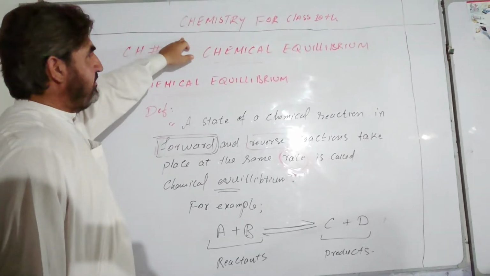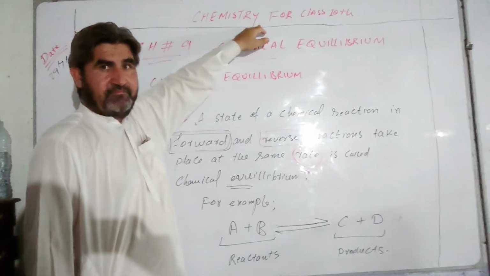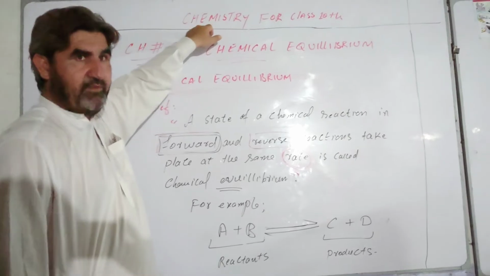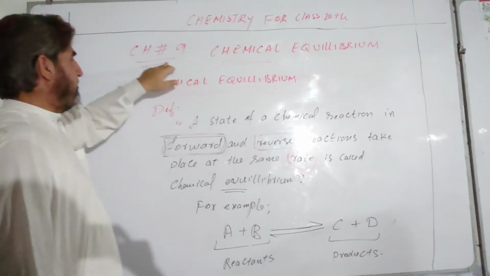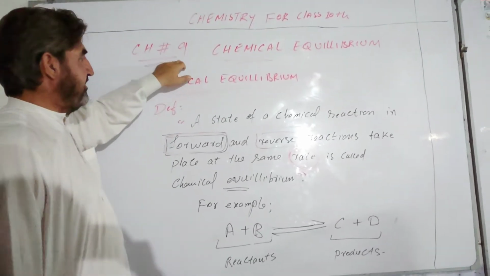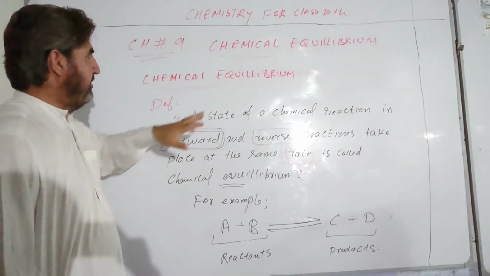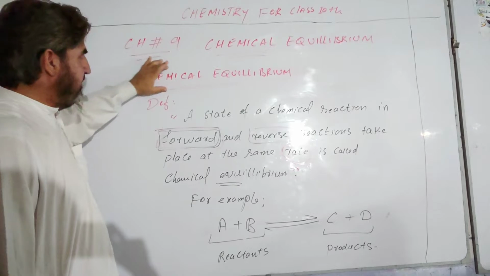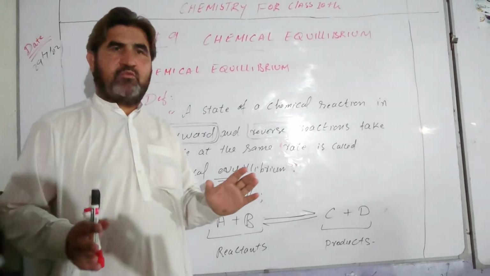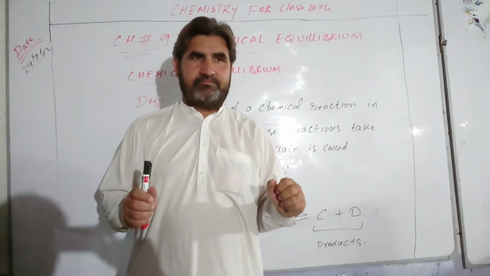We are going to start chemistry for class 10, which is the Federal Board Chemistry. And the first chapter of the Federal Board Chemistry is chapter number 9, which is chemical equilibrium. Now we are going to start from chemical equilibrium. What is chemical equilibrium?